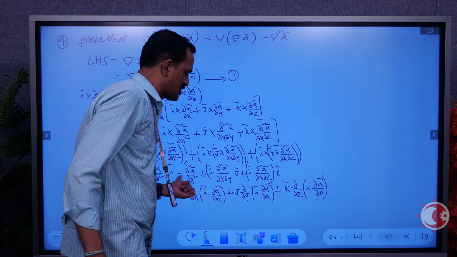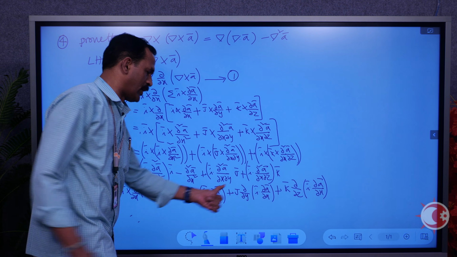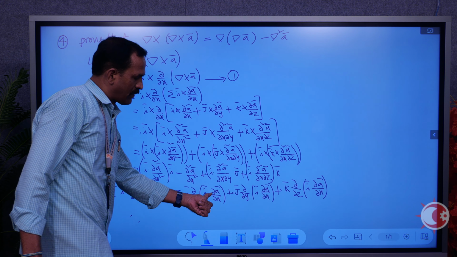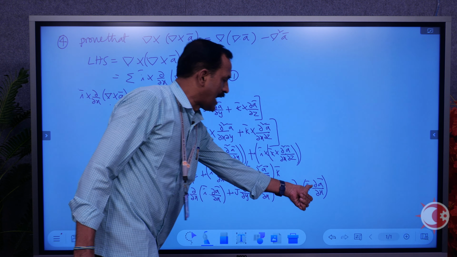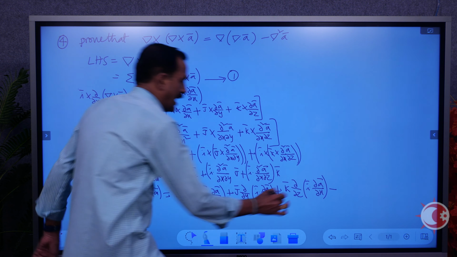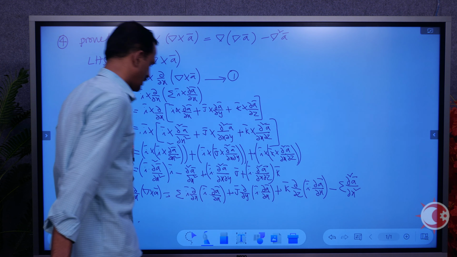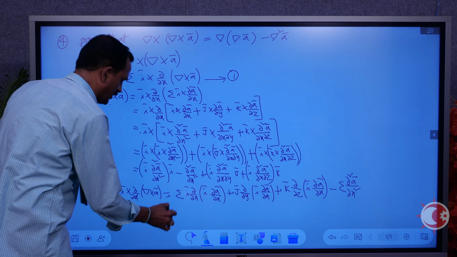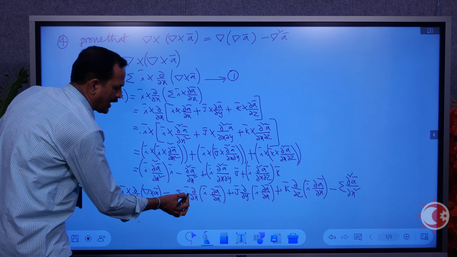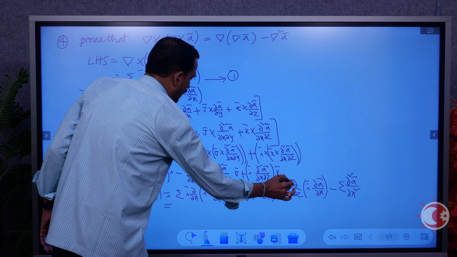From first to third and fourth, taken i bar into ∂/∂x common, j bar into ∂/∂y common, and k bar into ∂/∂z common. See the brackets: i bar dot ∂a bar/∂x, i bar dot ∂a bar/∂x, i bar dot ∂a bar/∂x everywhere. And one more term remaining, this second term. Applying sigma for that also, ∂²a/∂x². So just applying sigma and writing the terms in order, we are getting this. Now see this part: sigma i bar ∂/∂x of something plus j bar ∂/∂y of something plus k bar ∂/∂z of something.